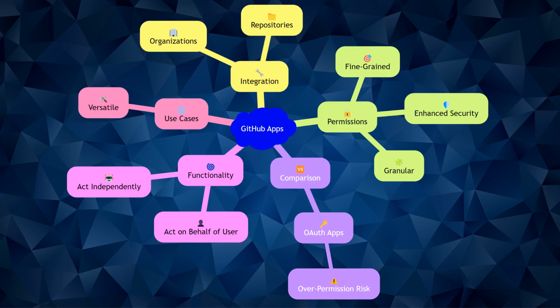GitHub Apps are a powerful way to integrate with GitHub. They provide granular permissions and can be installed directly on organizations and repositories. Unlike OAuth apps, GitHub Apps use fine-grained permissions, allowing you to specify exactly what the app can do. This minimizes the risk of overpermission and enhances security. GitHub Apps can act on behalf of the user or independently, making them versatile for various use cases.